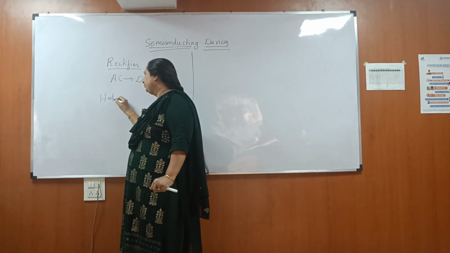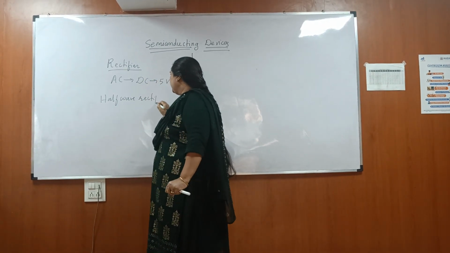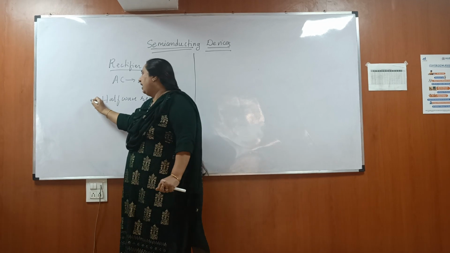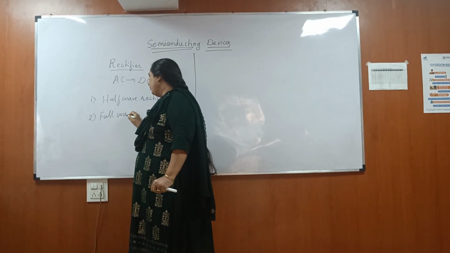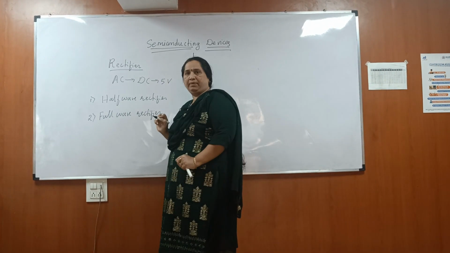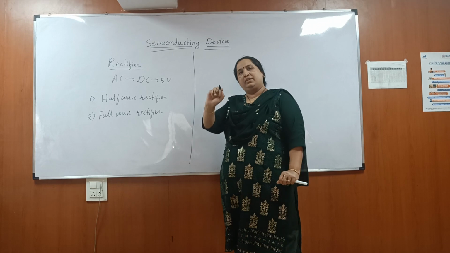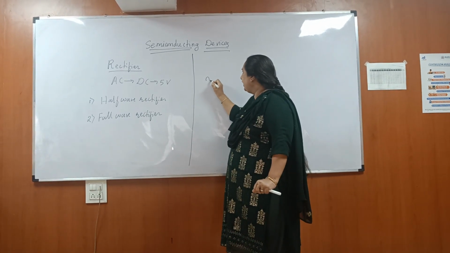First one is half wave rectifier, and second one is full wave rectifier. Let us draw the circuit diagram of half wave rectifier. Half wave rectifier circuit diagram is like this.